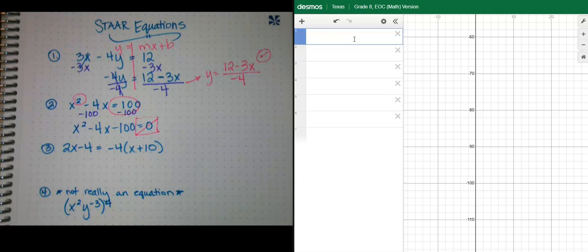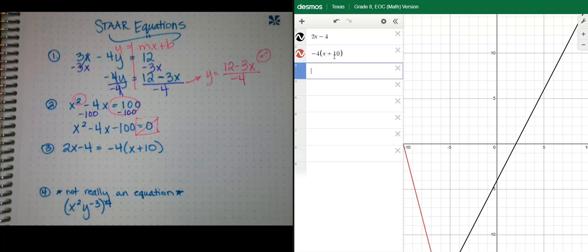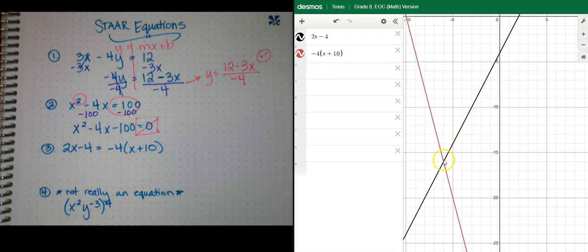So let's try 2x minus 4. And that graphs, I can't see it right this second, but that squiggly line tells me it's somewhere. So let me press home and see if I can find it. There it is. And now I can graph the other half. Negative 4, parenthesis, x plus 10, close my parentheses, and there we go. Now, you want to go and find the intersection. And Desmos is really good at showing you all those things.